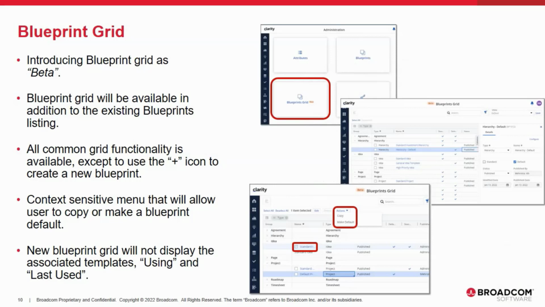There is also the capability to select one or multiple blueprints, and based on the selection, the new actions menu will be available. If you only select a single blueprint, the action menu will allow you to make a copy or make a default for that blueprint. If you select multiple blueprints, you will have the option to do bulk editing against them. It is also important to note that in the blueprint grid, we will no longer be displaying the associated templates, using, and last used by fields which were available in the old blueprints listing.